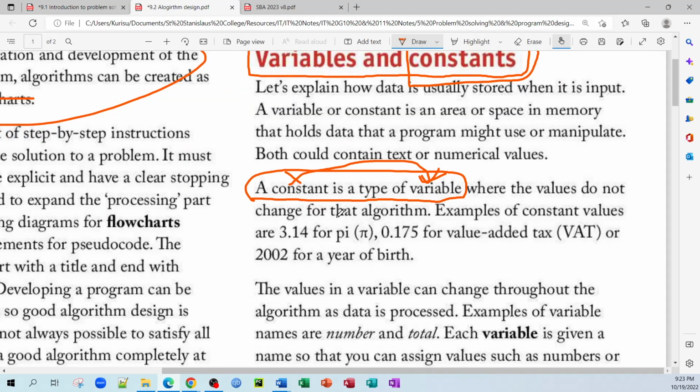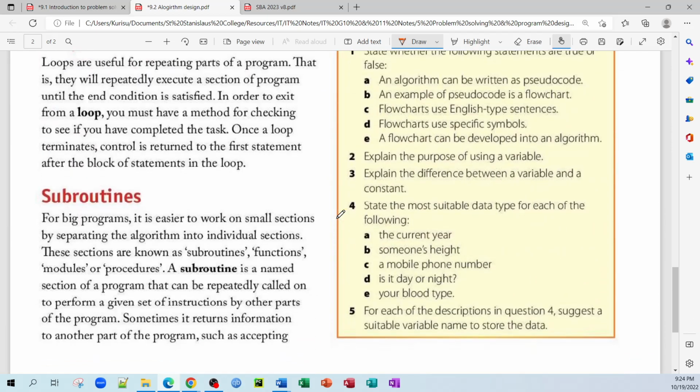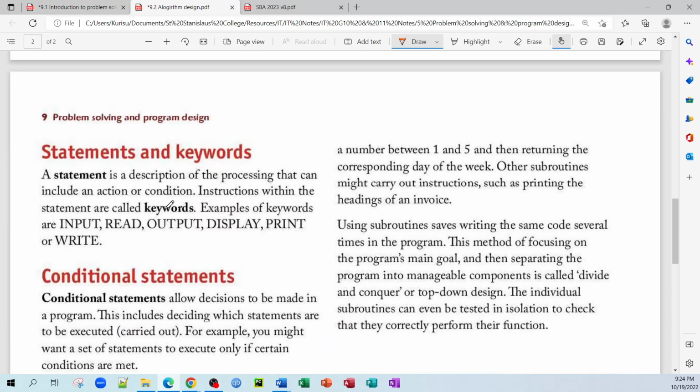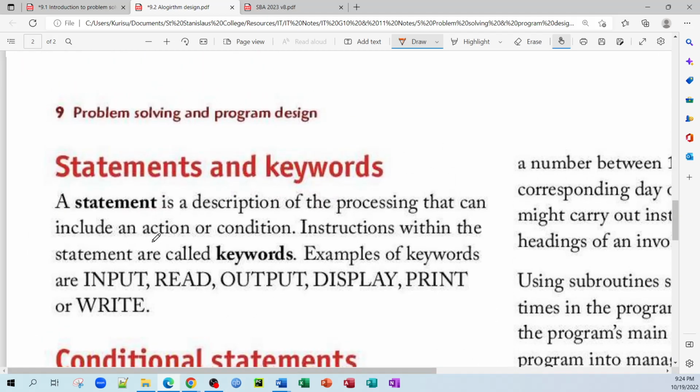Alright, so going back to the chapter. We're gonna finish off with these few paragraphs here. The next topic is basically what is a statement and what is a keyword. What is a statement and what is a keyword? Now, a statement is a description of the processing.